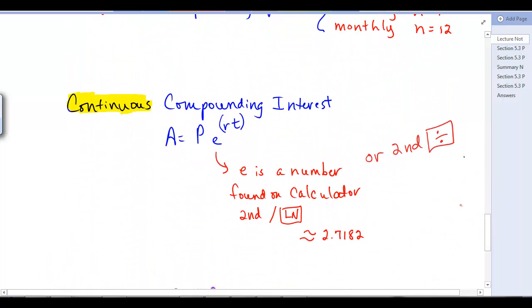Continuous compounding, we also have a formula for that. A equals the principal times the number e raised to the rate times the time. E is a number. It is approximately 2.7182. It is irrational. It's a pretty special number. You can find it on your calculator using second and the divide sign, or second and the ln key. So we will be using e in these compound interest formulas. We'll also use them with our logs when we get to that. So just take note of that.